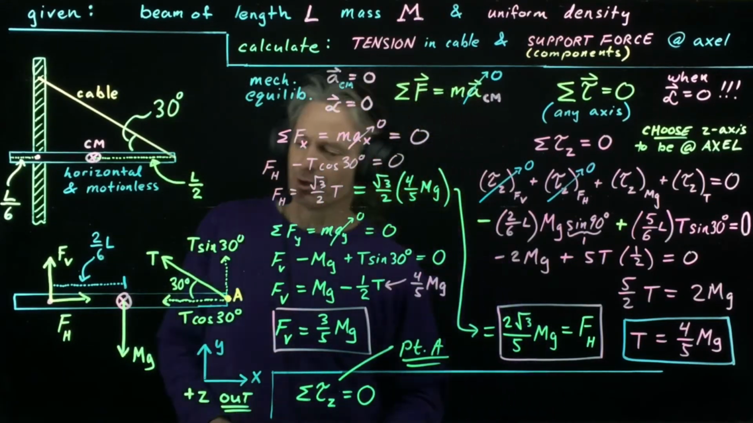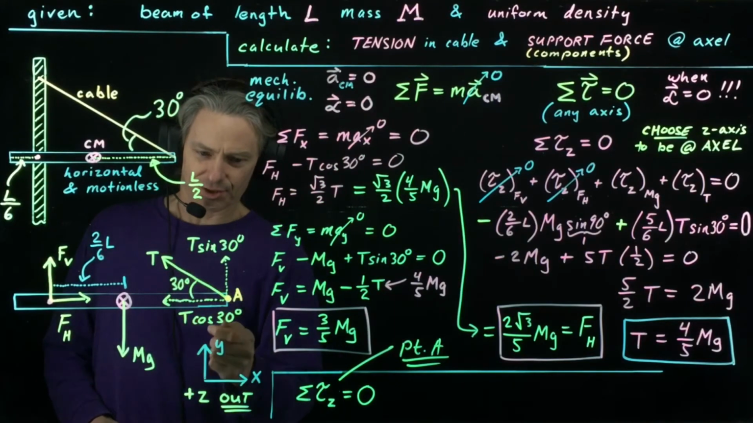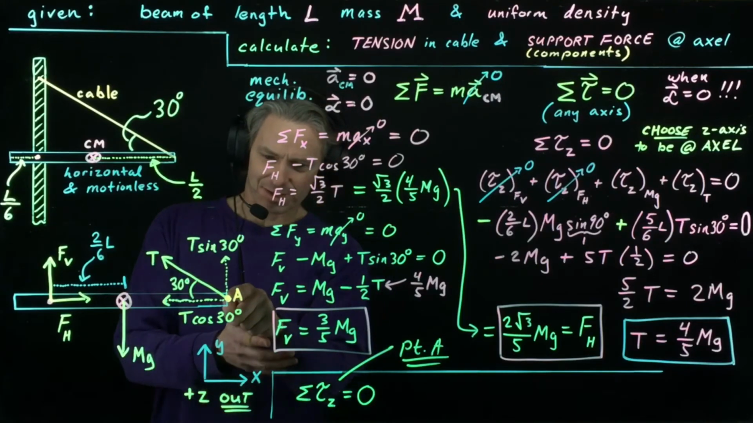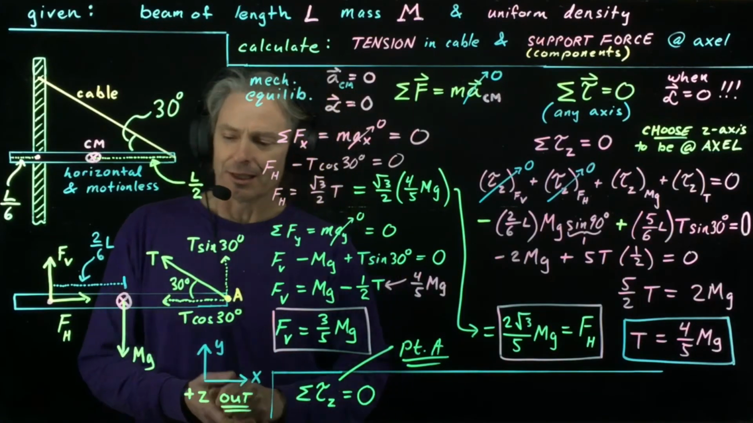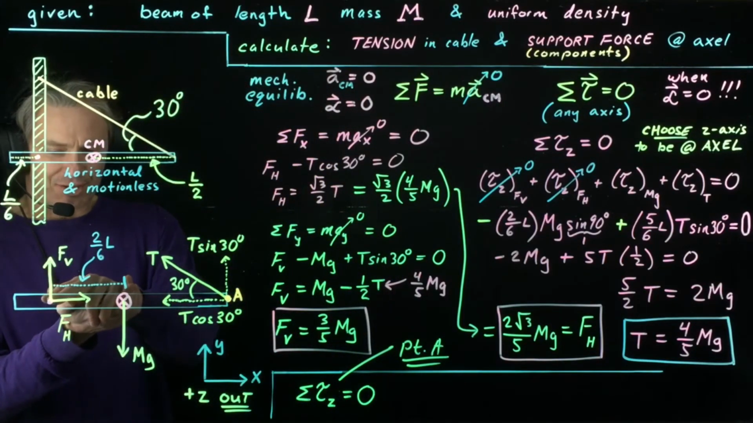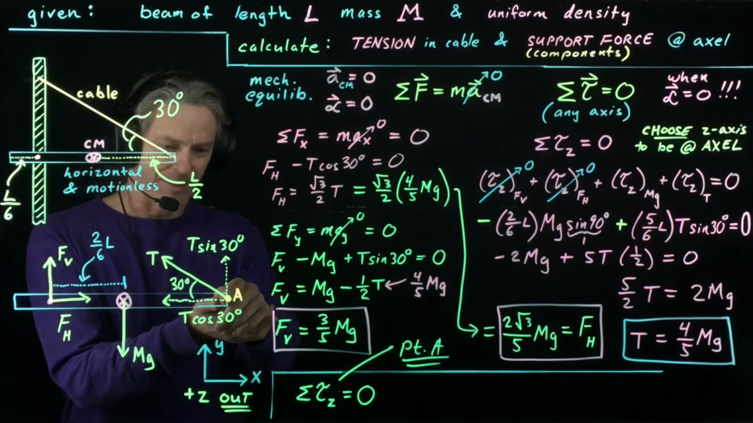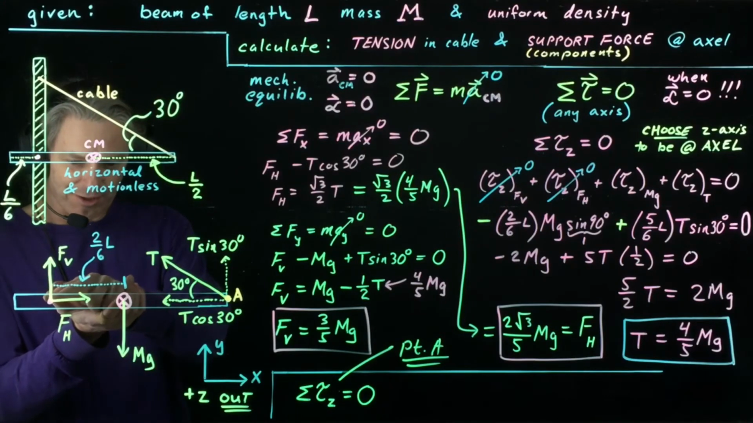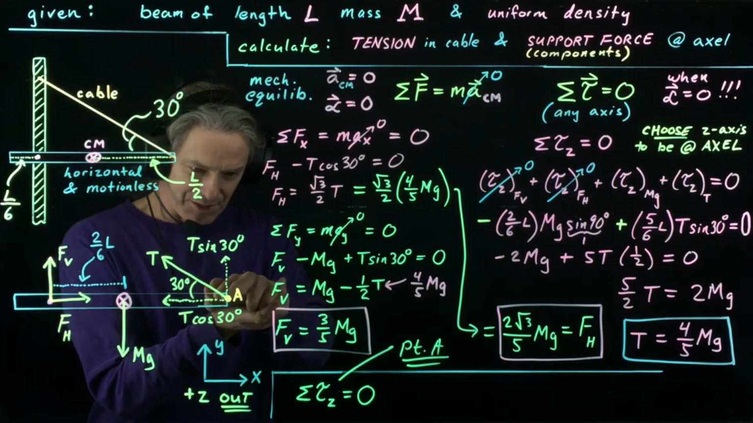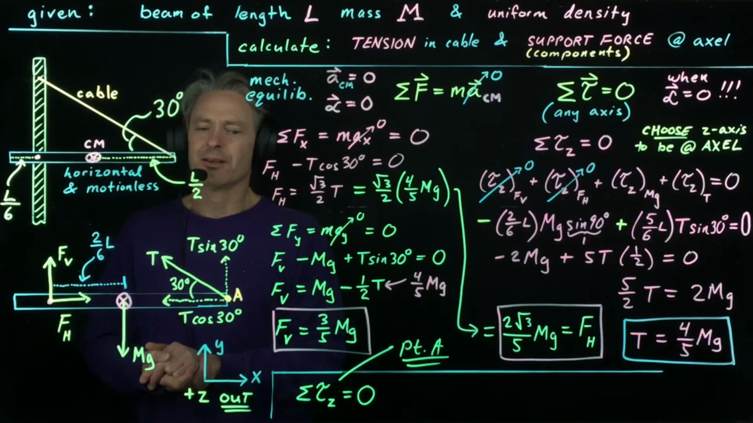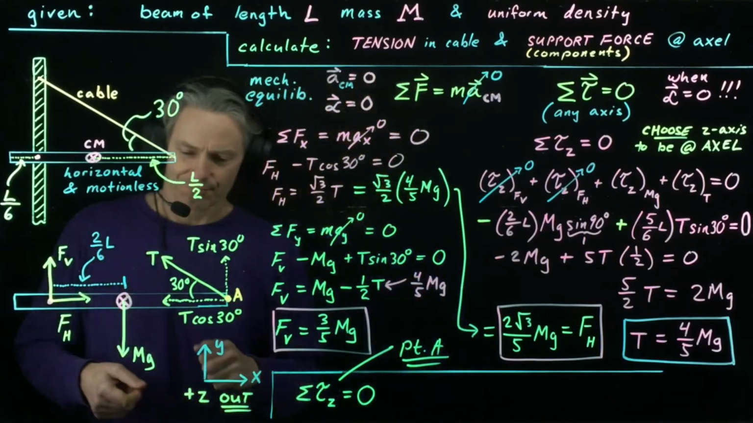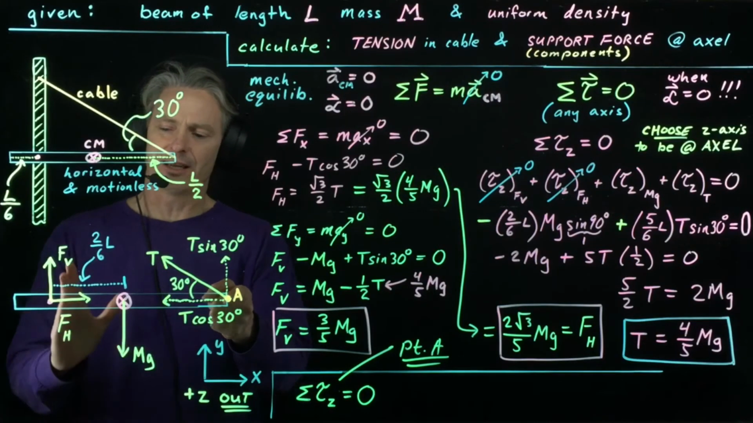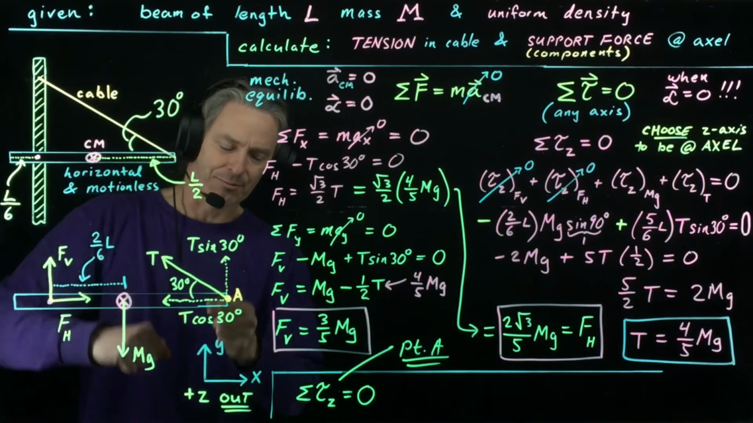Well, the first thing to note is that the tension exerts no torque about a z-axis through point A because the tension passes right through point A. Likewise, F sub h exerts no torque about a z-axis through point A, because the line of action of F sub h passes right through point A. The only forces or force components that exert torques about point A are F sub v and mg.